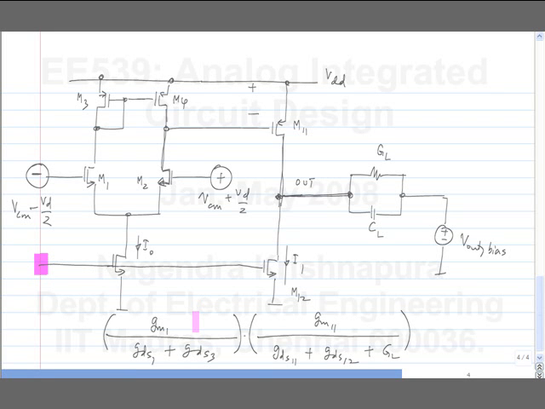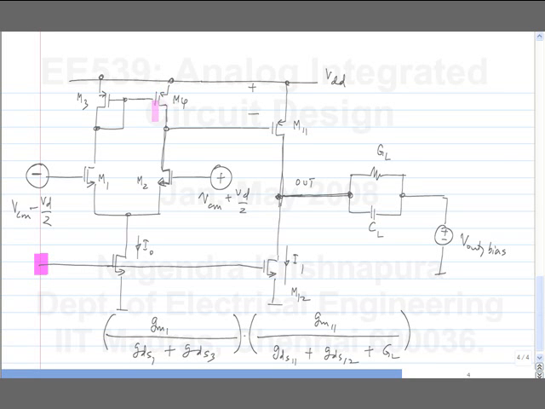So first of all, again, it's a cascade of two stages, right? What were the poles in the differential pair? We had the output pole, which is a ratio of GDS4 plus GDS2 by the load capacitance that you see here. Okay? And you had the mirror pole and 0.